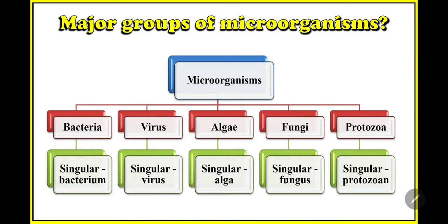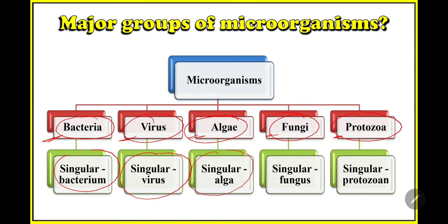There are some groups of microorganisms. Earlier we read about the types: there are two types, either unicellular or multicellular. Now we'll read about the groups. Basically, five groups are there. First is bacteria, then virus, then algae, fungi, and protozoa. These names are more or less familiar to you all. There are five basic groups of microorganisms, and these are the plural and these are the singular forms of all these names.